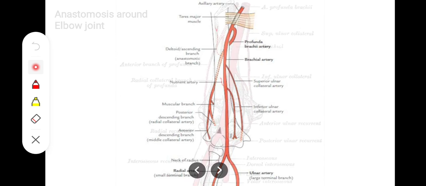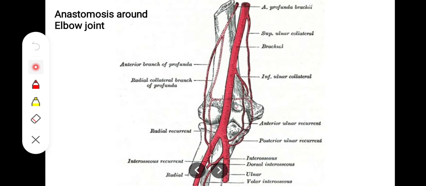Okay, so now let's take a look at the anastomosis around the elbow joint, which is a very important topic. This is, you can say, a network kind of communication or a union between the branches of the brachial artery and the branches of the ulnar and radial artery. Ulnar and radial artery are also the branches of the brachial artery. So these two arteries are giving some upward, or ascending, branches which will then be communicating with the descending branches of the brachial artery, right? So let's take a look at it.